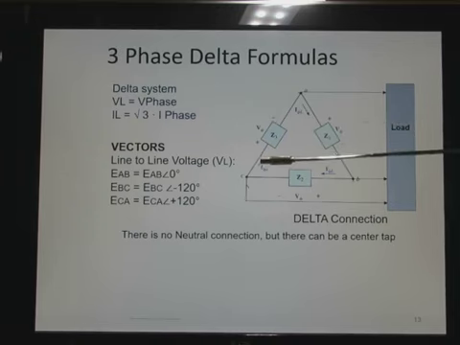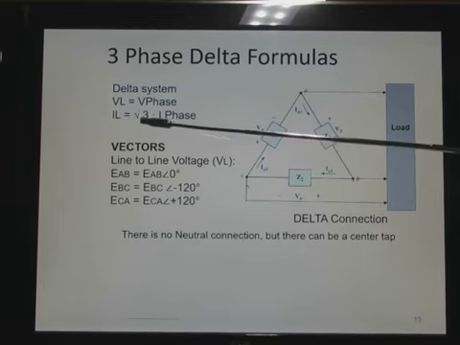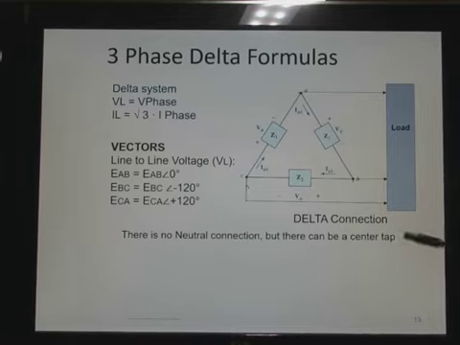However, if we look at the currents, the current of the line and the current of the phase, the line current should be greater. So the line current equals square root of 3 times the phase current. There's no neutral connection, but there can be a center tap with a delta system.